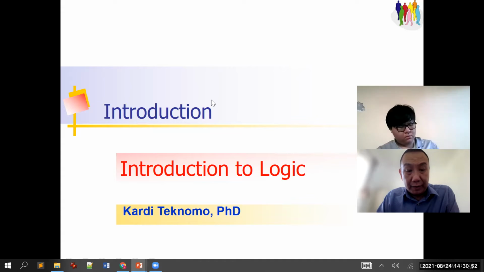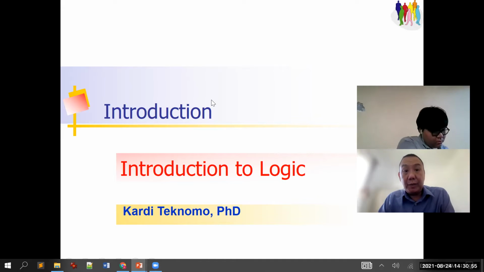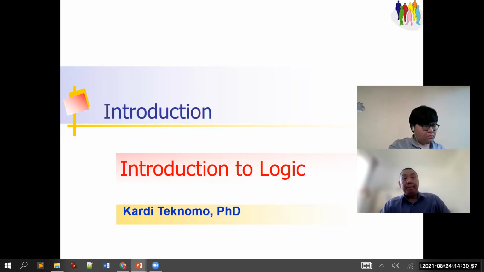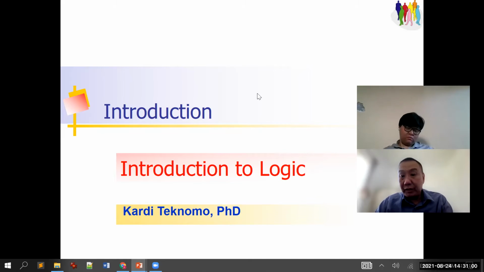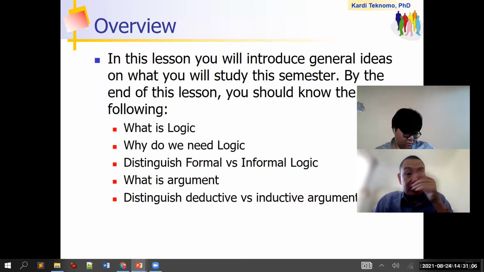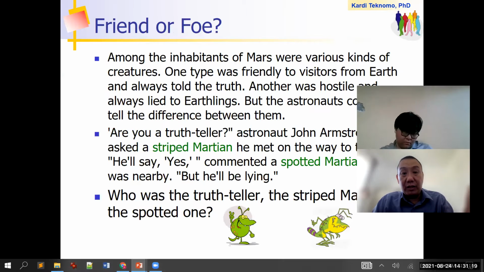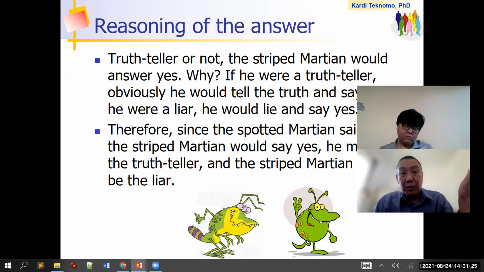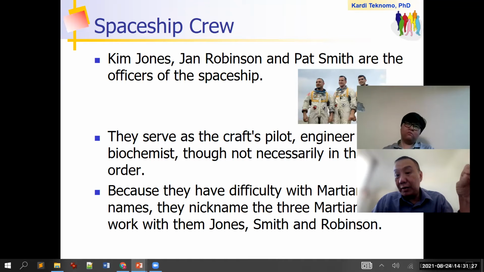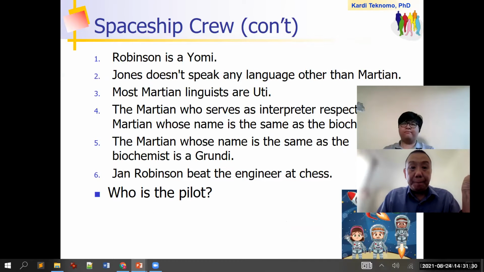So, we have discussed in the last meeting the introduction to logic. I hope you still remember. I will just review in a brief moment. We have discussed what is logic, why do we need logic, and I explained what is formal and informal logic, what is an argument, and then deductive and inductive logic. We started with the puzzles, so I hope you have time to read the puzzle and solve it on your own.